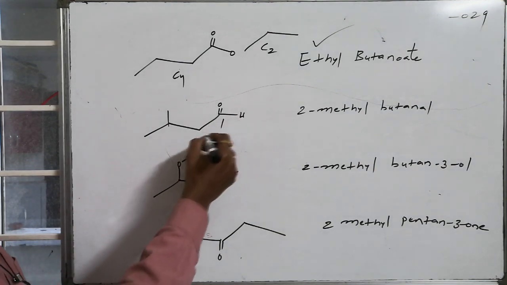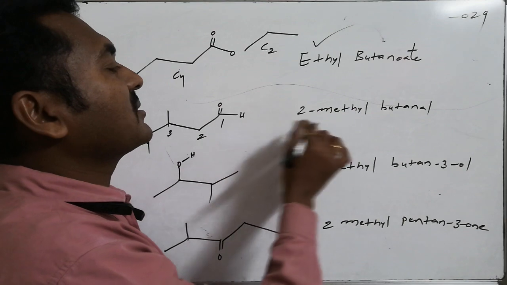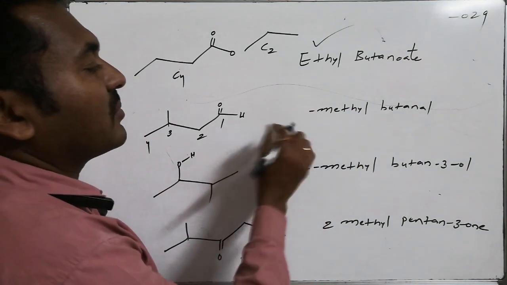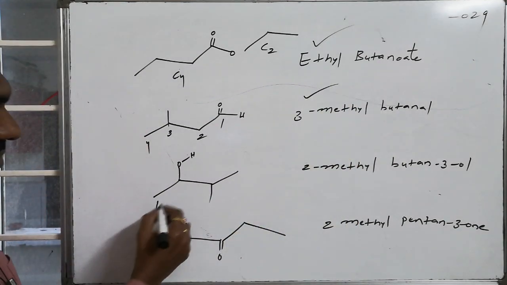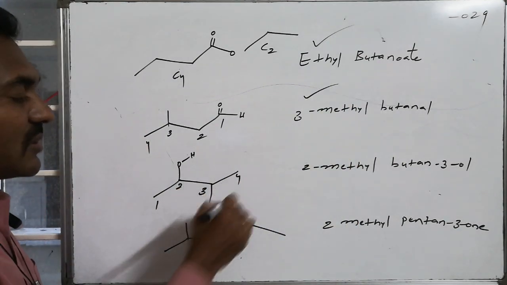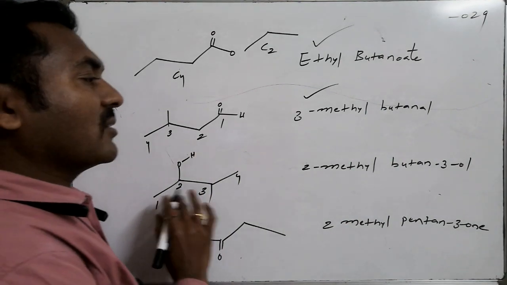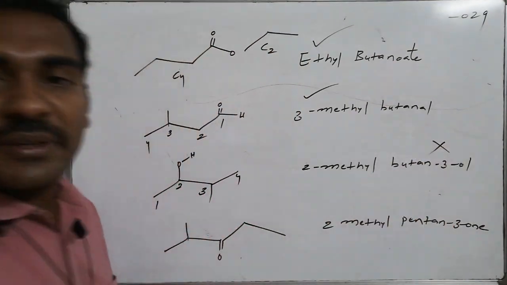In this case, the total is 4 carbons, and it is butanol. At the third position it has a methyl, so this is 3-methyl butanol, which is correct. Whereas in this case, considering the highest priority functional group, 2-methyl butan-3-ol is wrong. We are expecting butan-2-ol followed by 3-methyl, and it appears to be wrong.